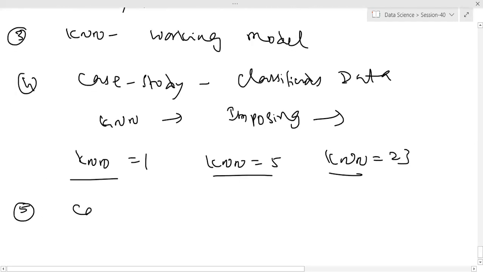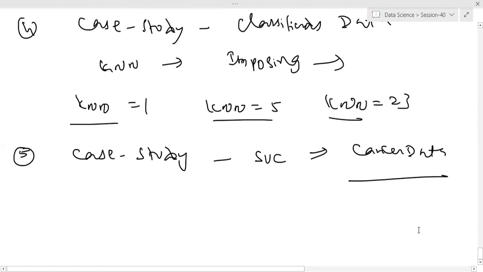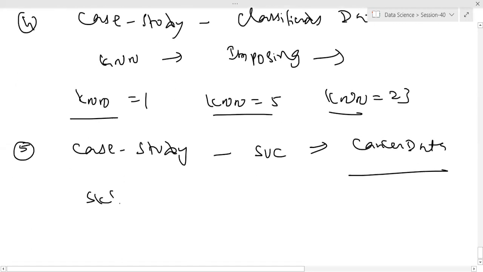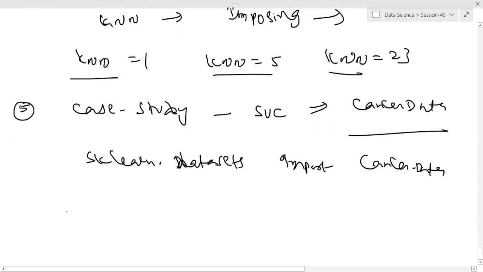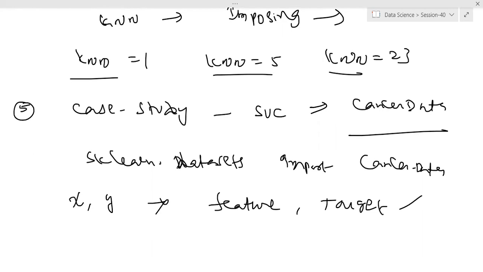And fifth one, now we have seen the case study of support vector classifier, which is the cancer data, a default data set provided by sklearn. We are having some data sets, and we have imported the cancer data. There is a slight modification: rather than directly segregating X and Y, we are having features as well as the target class. Based on that convention, we could see.